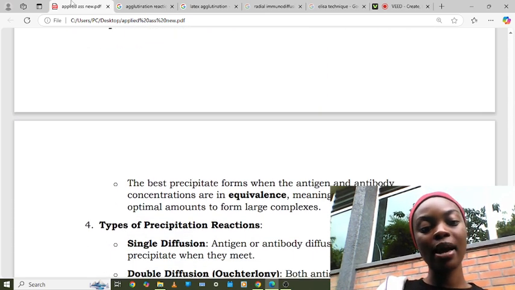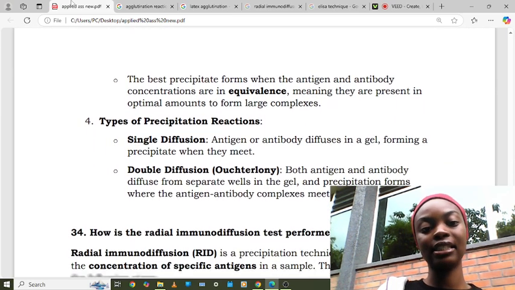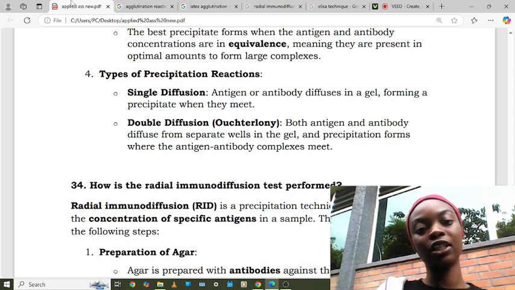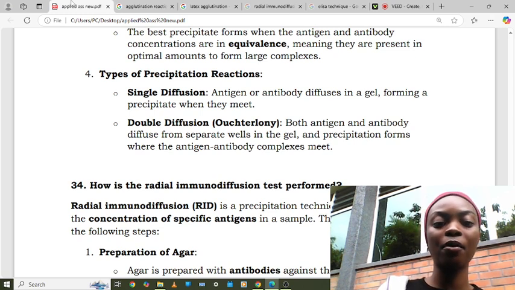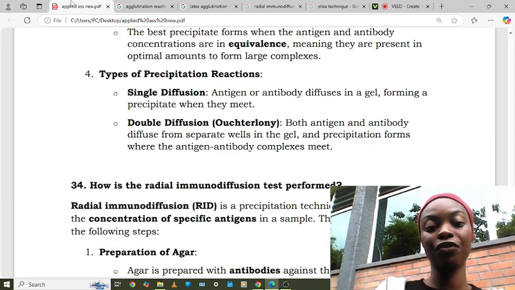Equivalence zone: the best precipitation forms when the antigen and antibody concentrations are in equivalence, meaning they are present in optimal amounts to form large complexes. Types of precipitation reaction: we have two types. We have single diffusion, where antigen or antibody diffuse in gel forming a precipitate where they meet, or double diffusion, where both antigen and antibody diffuse from separate wells in the gel, and precipitation forms where the antigen-antibody complex meets.